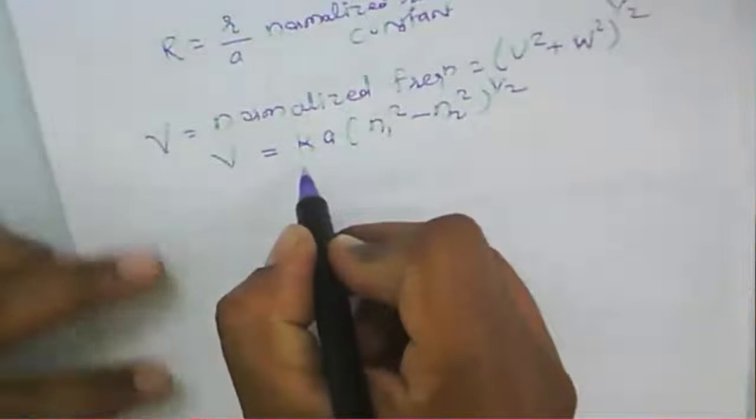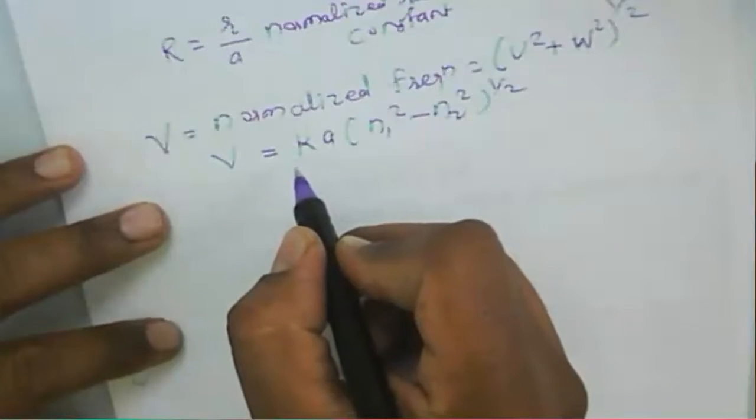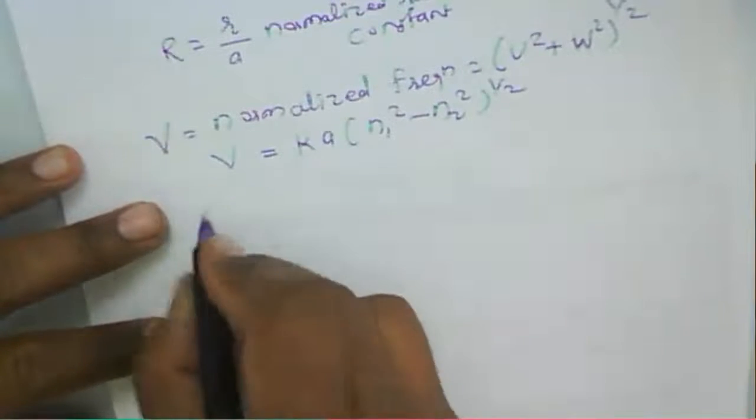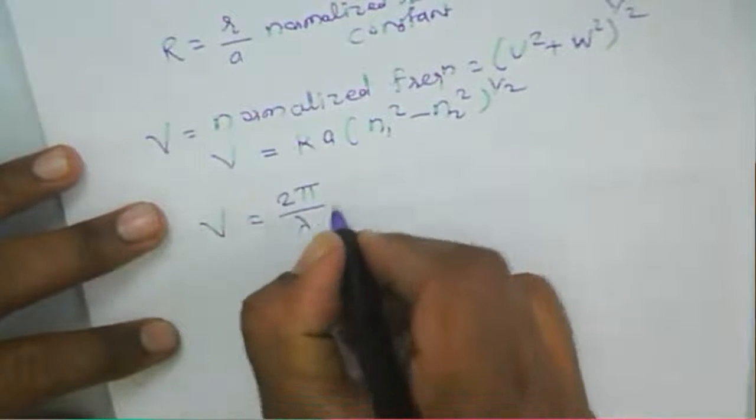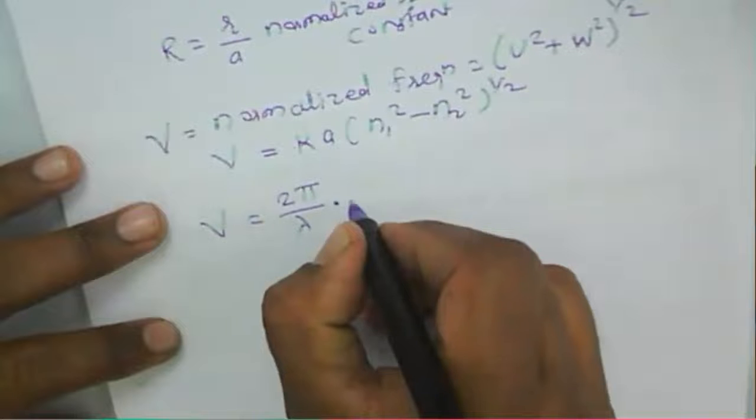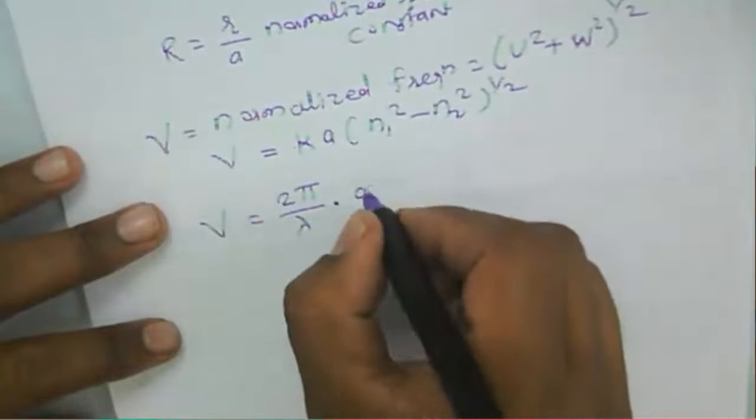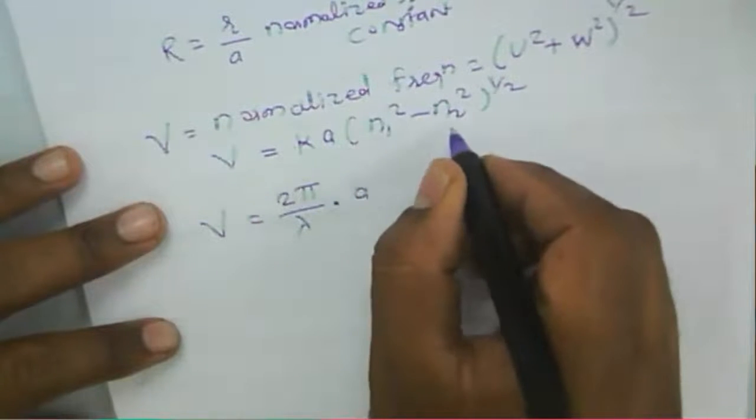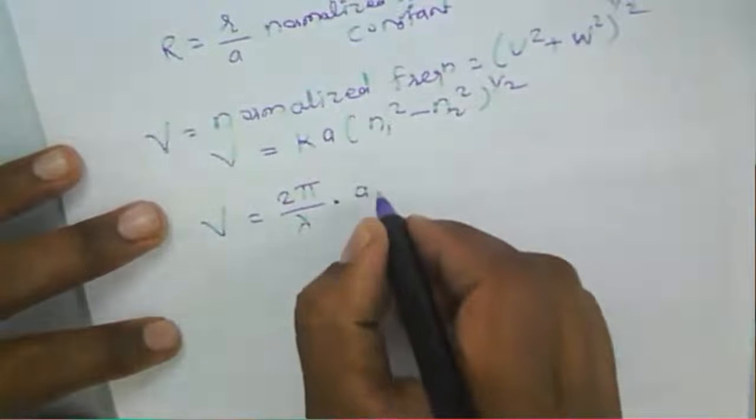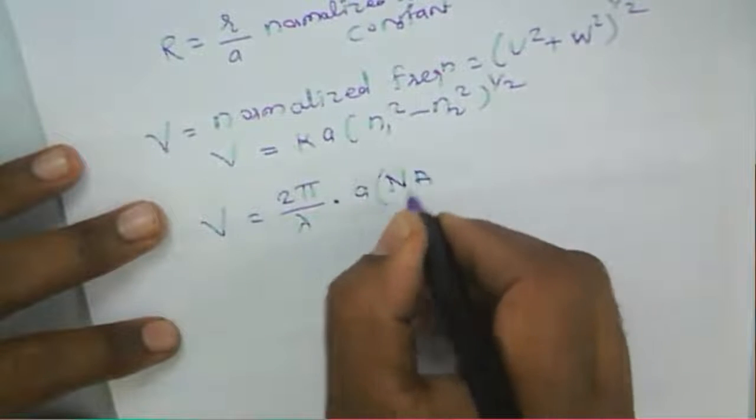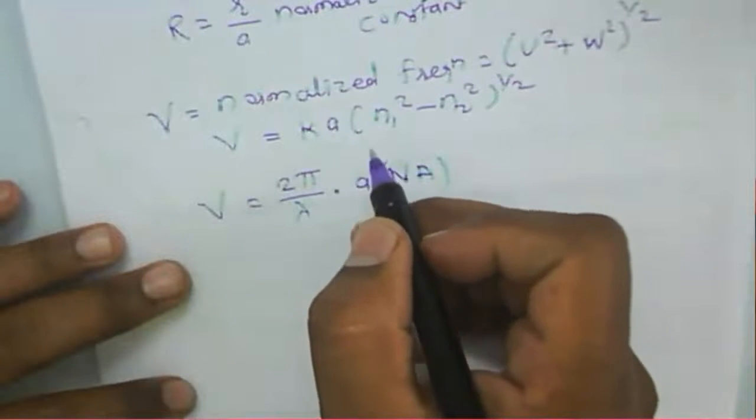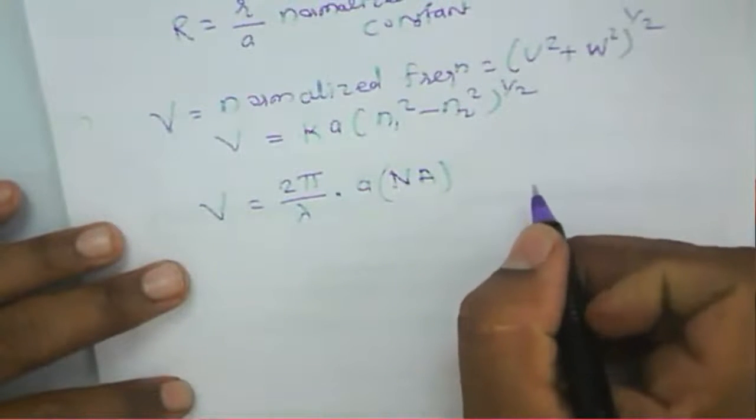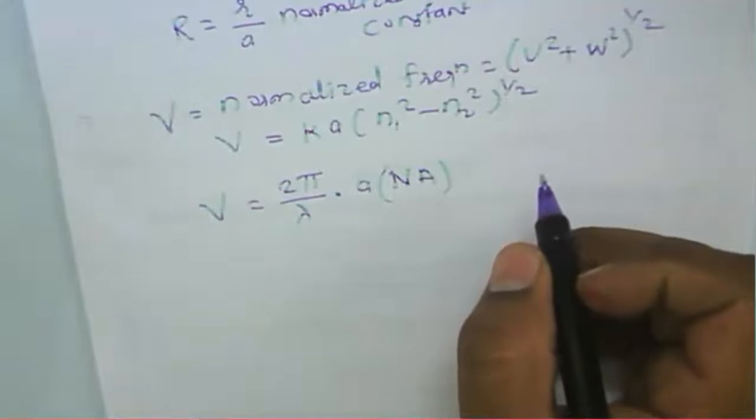So this V, k is nothing but what? 2 pi by lambda. Okay, this V is nothing but k, we can write 2 pi by lambda, and a is the radius of the fiber, and (n1 squared minus n2 squared) raised to 1 by 2 is nothing but the numerical aperture of a fiber. So this gives us the V number, or the V value, of a fiber.